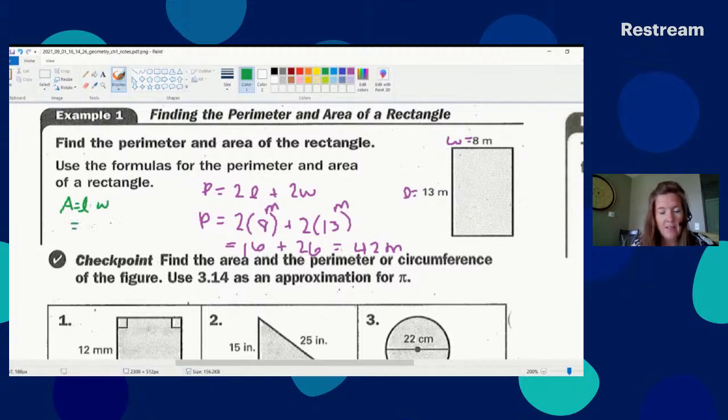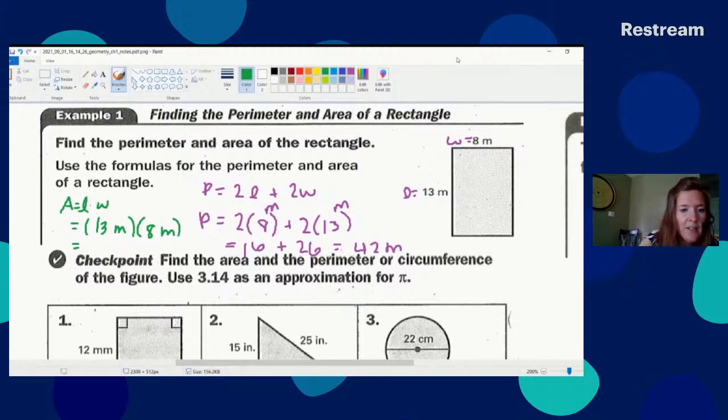So the length is 13 meters, right? The width is 8 meters. And if I multiply those together, oh, I don't have a calculator in front of me. I'm going to pull up my calculator. I don't know if this is going to work for you guys, but if not, I just pulled up a calculator. Sorry if it's closing your screen or not. Let's see, 13 times 8 is, I could have done that off to the side, 104.